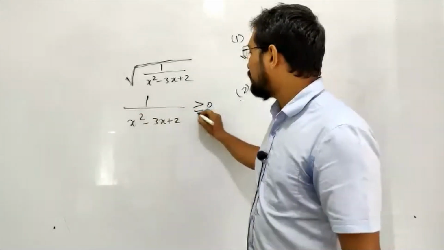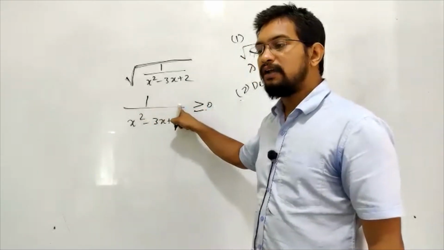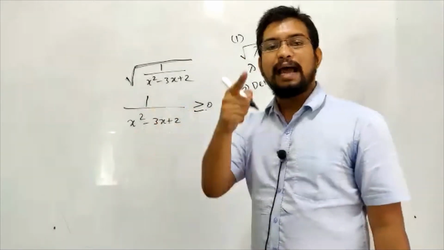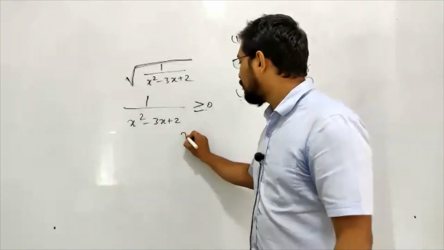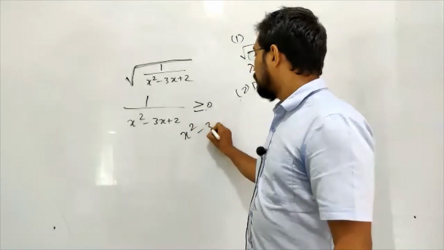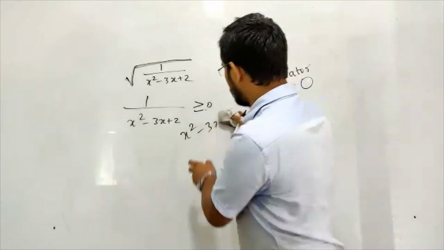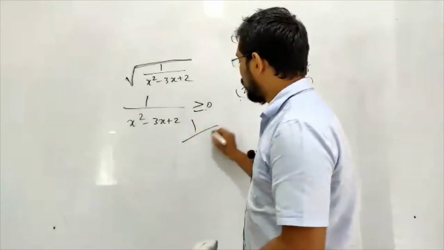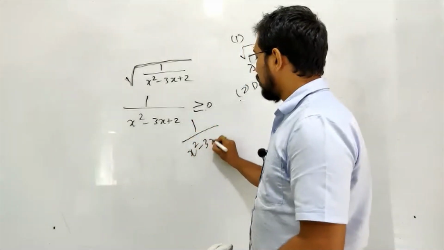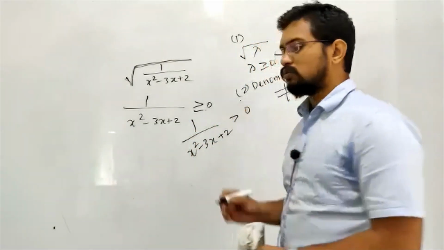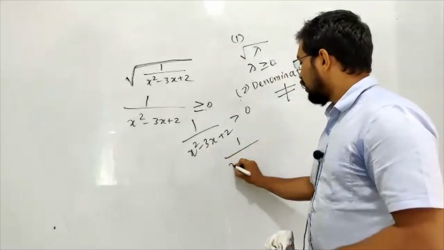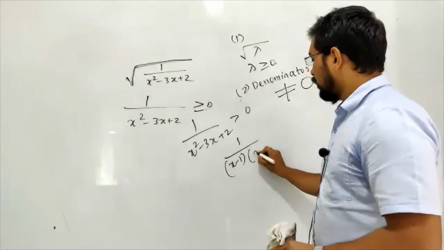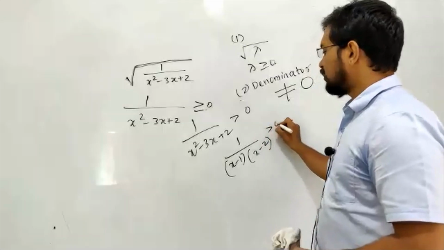But this can never be equal to 0. If I equate it to 0, you'll get an absurd result: 1 is equal to 0. Is that possible? Not possible. So 1 by x square minus 3x plus 2 is greater than 0, which means 1 by (x minus 1)(x minus 2) is greater than 0.